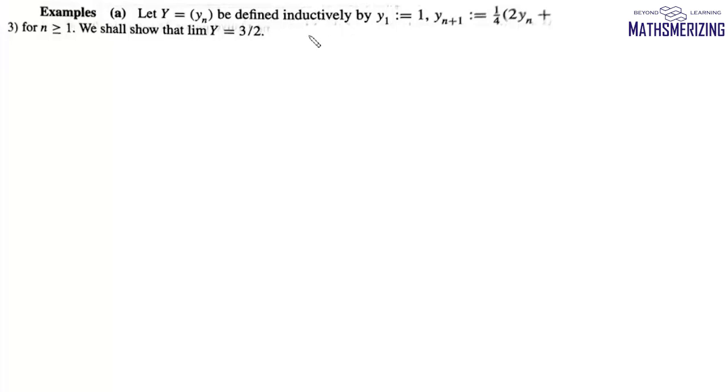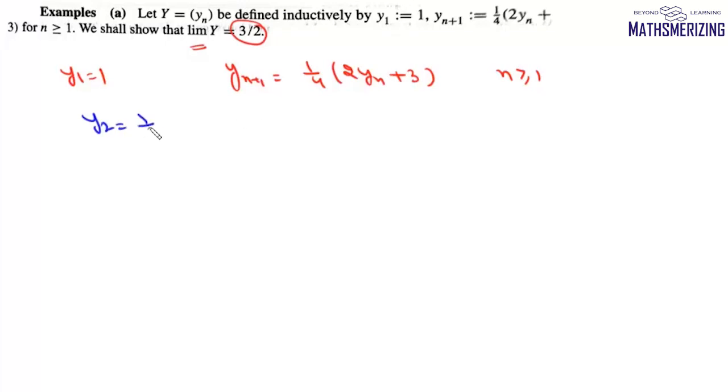Now here the question is, let y be defined inductively by y1 equals 1 and yn plus 1 equals 1 by 4 of 2yn plus 3 for all n greater than or equal to 1. Now we need to show that the sequence is converging and it converges to 3 by 2. Now y1 is 1. We can write y2. y2 will be 1 by 4 of 2 plus 3, which is 5 by 4.